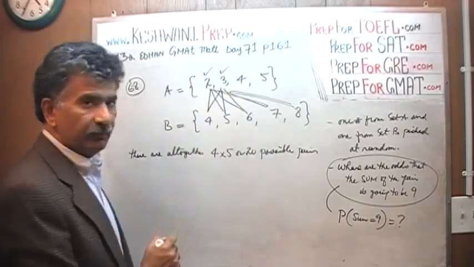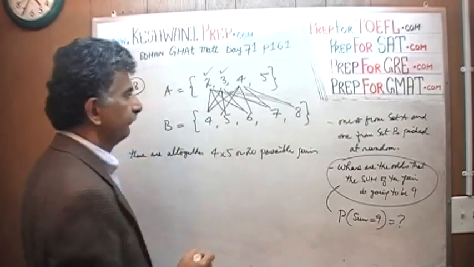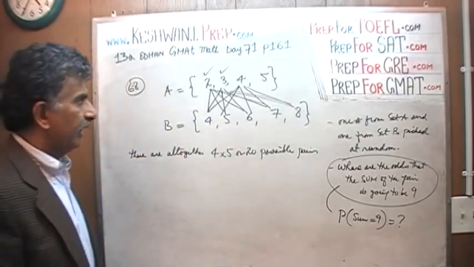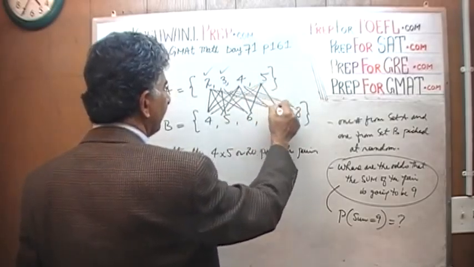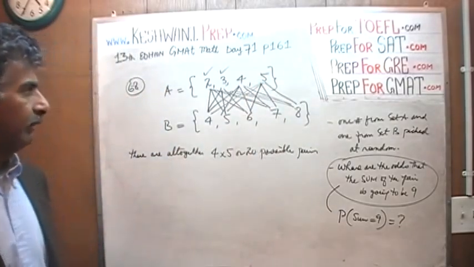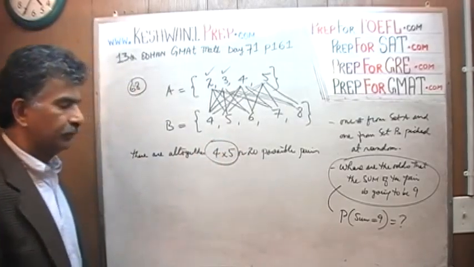If you pick 4 from the first set, you can have 4,4, 4,5, 4,6, 4,7, and 4,8. And if you pick 5, might as well finish it, you'll have 5,4, 5,5, 5,6, 5,7, and 5,8. There are 20 different pairs. 4 times 5, 20 different pairs.